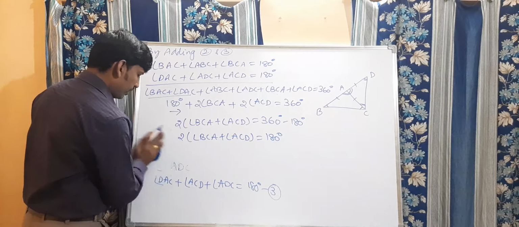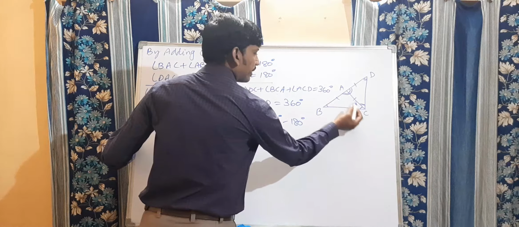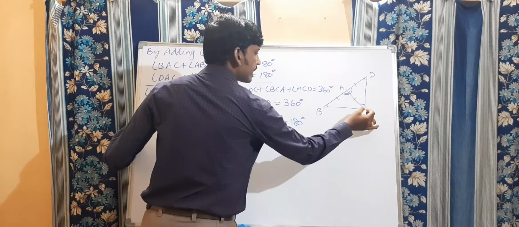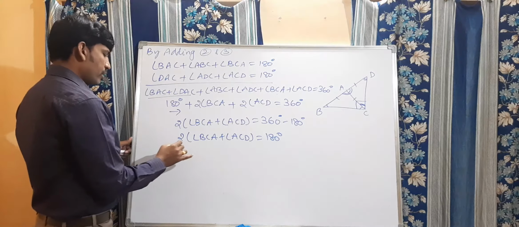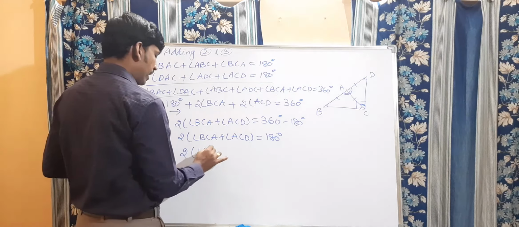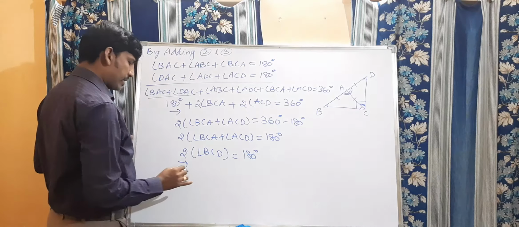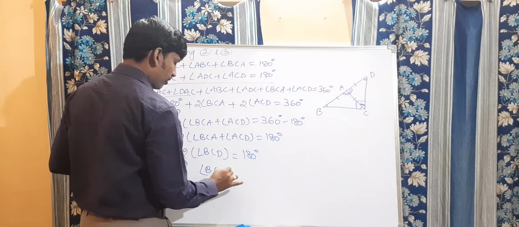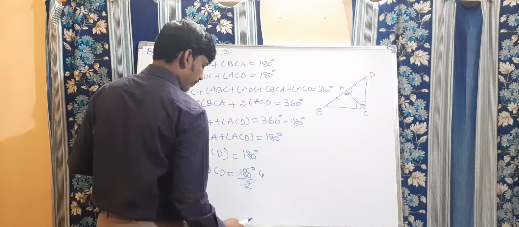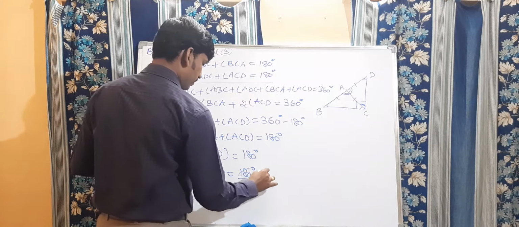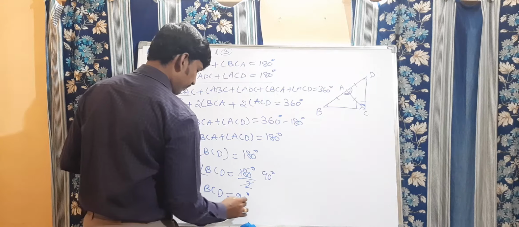Now observe here, by adding BCA, this part, and ACD, this part, you will get the total angle, that is BCD. So 2 times angle BCD is equal to 180 degrees. By transposing to the right hand side, angle BCD is equal to 180 divided by 2. By cancellation, you will get 90 degrees. So therefore angle BCD is equal to 90 degrees. So hence proved.